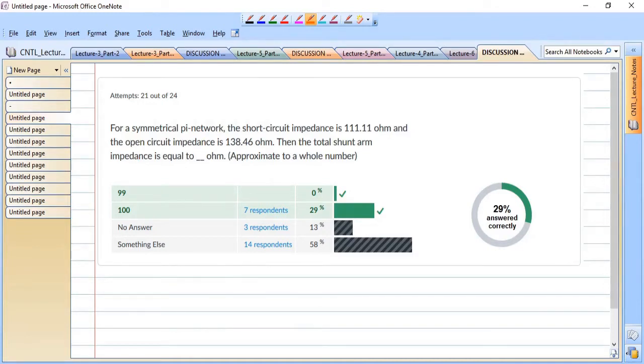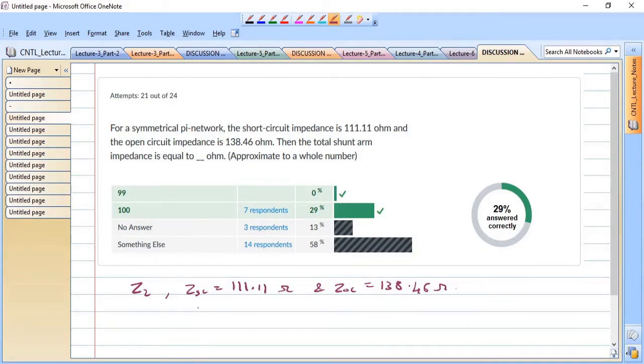The next question is, for a symmetrical pi network, the short circuit impedance is 111.11 ohm and the open circuit impedance is 138.46 ohm. Then the total shunt arm impedance is equal to. So we are asked the total shunt arm impedance. So we are asked what is Z2. Okay. So we are given ZSC is equal to 111.11 ohm and ZOC is equal to 138.46 ohm.